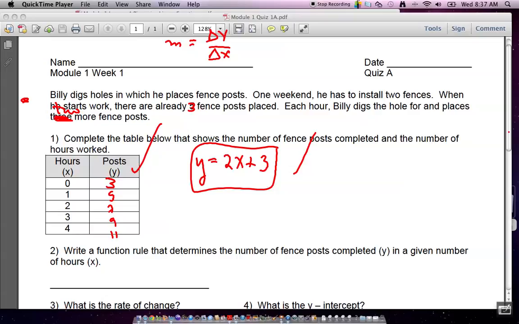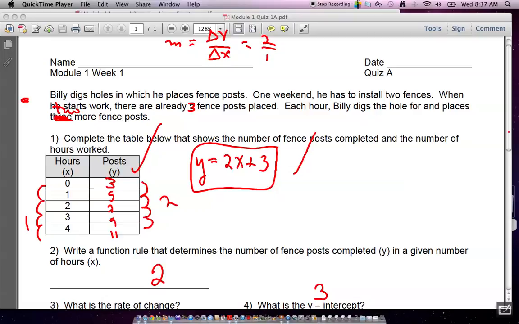Now, here's the y, see, post y. What's the y going up by? What's it going up by? 2. And what's the x going up by? 1. So the rate of change would then be 2 over 1, or 2. And the y-intercept is always where you begin. It's the amount you start with. What was that? 3. Some people reverse that.